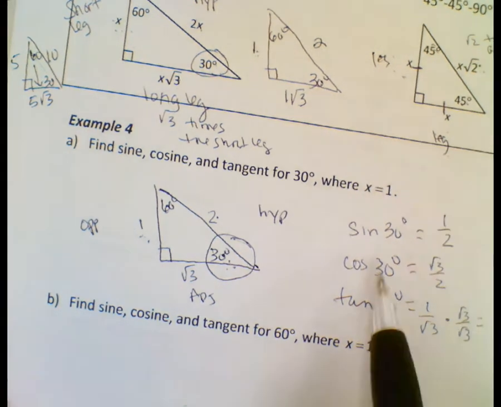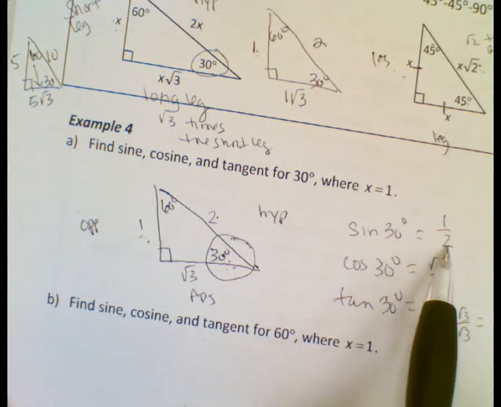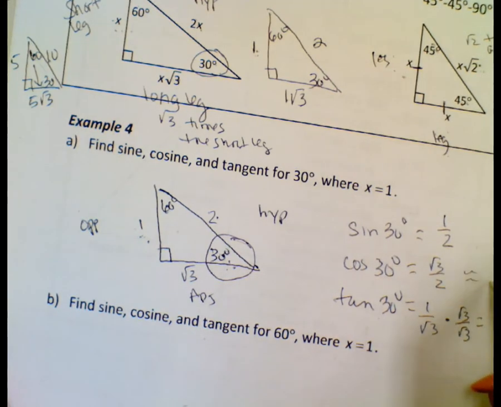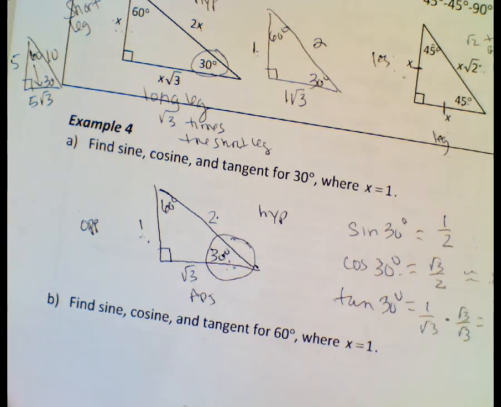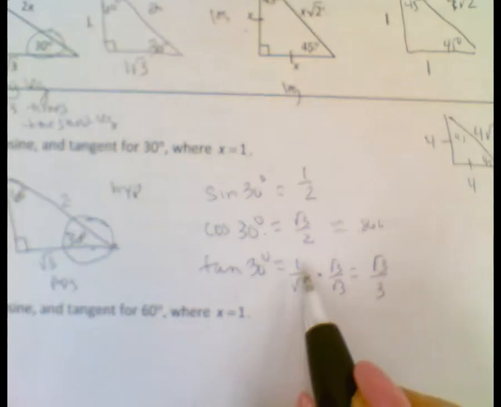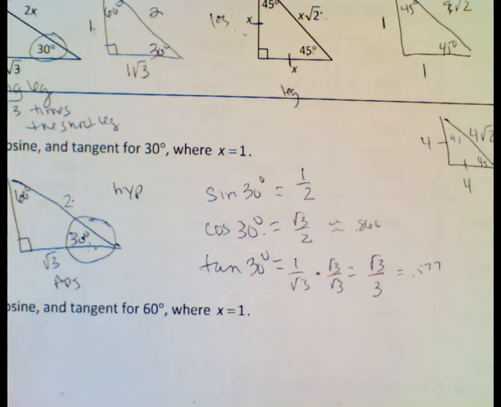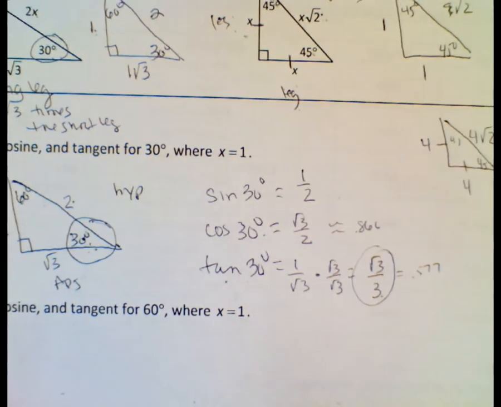Now on your calculator, if you're in degrees, make sure you're in degrees, punch in sine 30. You should get 0.5. If you press cosine of 30, you should get 0.866, because that's what radical 3 over 2 is. And that's also what cosine of 30 is. Tangent of 30 is radical 3 over 3. I think that's like 0.577, because that's what radical 3 over 3 is. But that's also what tan of 30 is.